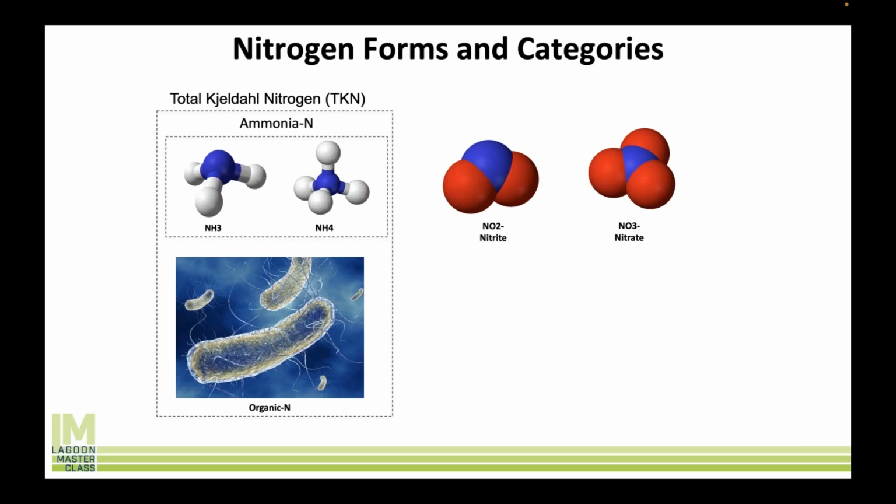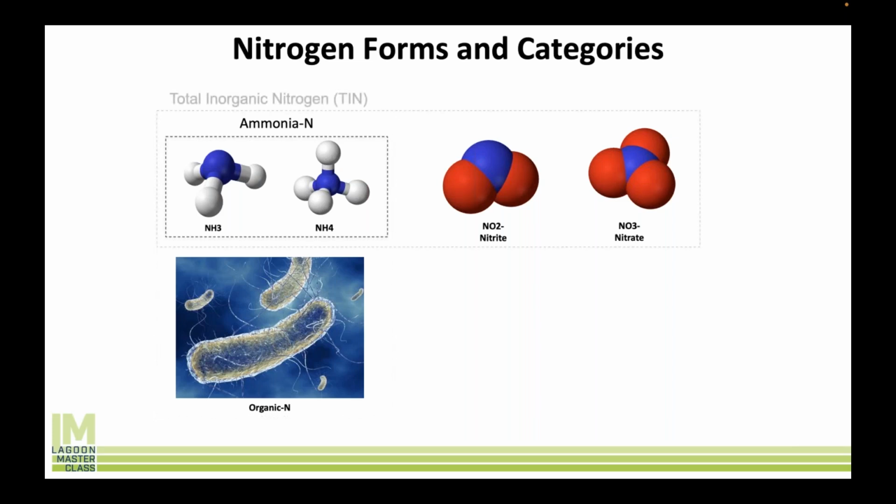Oftentimes you can figure out what your organic nitrogen is by asking for a TKN, asking for an ammonia, and then taking the ammonia away from the TKN number, and what you're left with is organic nitrogen. That's typically where you see it.